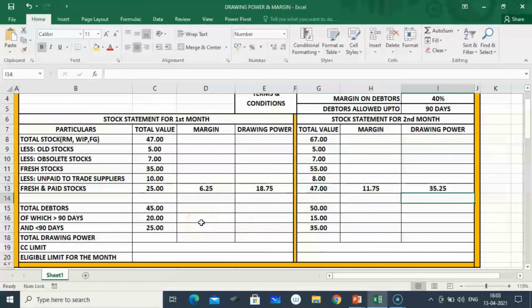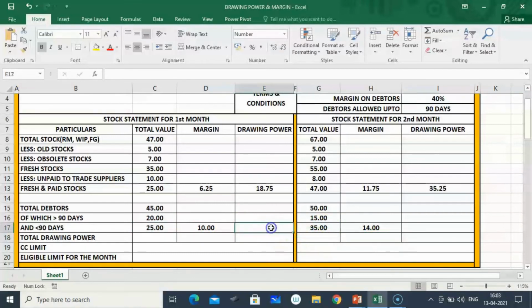Now let's calculate the margin of the debtors. So the margin for the debtors is 40% and we will apply the margin for debts which are within the period of 90 days as per the stipulation, right? So 25 lakhs into 40% comes to 10 lakhs and here the margin comes to 35 lakhs into 40%, it comes to 14 lakhs, right?